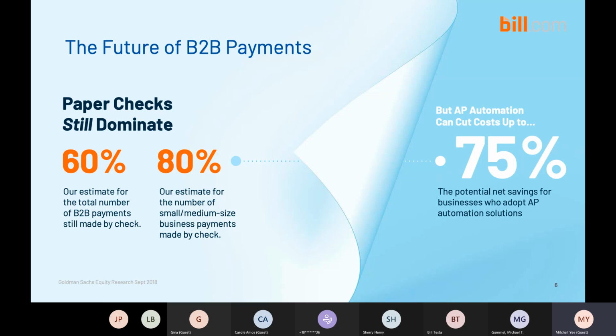And if you're just glancing at this, by eliminating these checks and moving to an ACH form, a credit card form, some type of digital payment, you're really going to be able to cut your cost by automating your AP by up to 75%. And this is potential net savings for businesses who adopt AP automation.